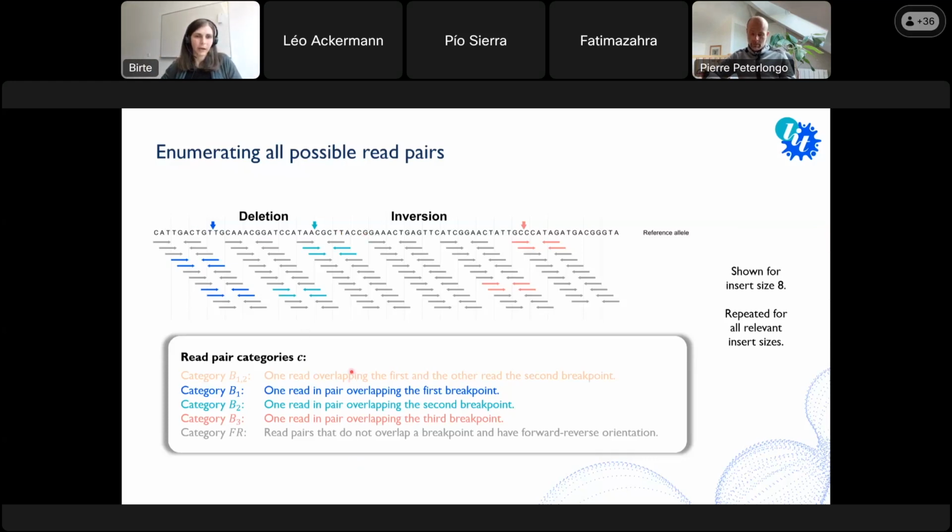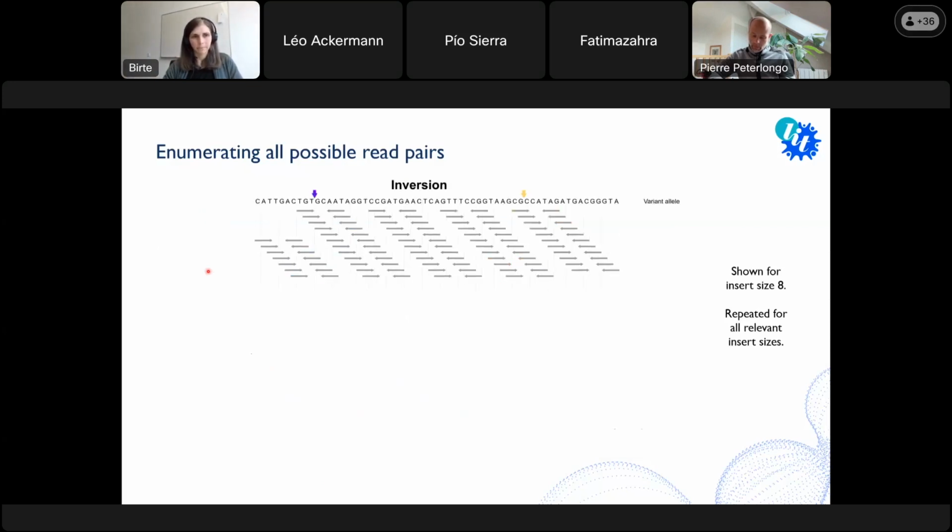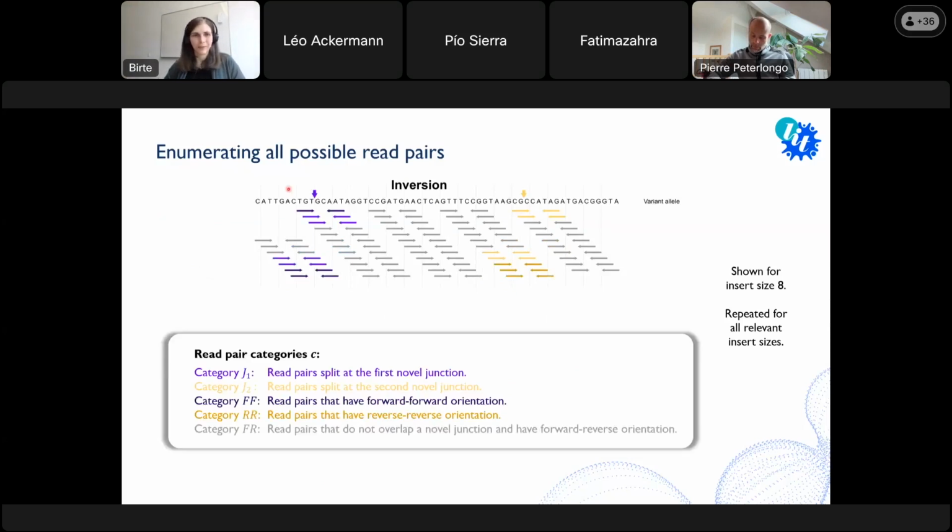And for now, we have decided to include only categories that nicely distinguish the different alleles of the variant. And this is true for reads that really overlap the breakpoint on the reference allele. So we can say for sure that this read pair originates from the reference allele. For the variant allele, we do the same, only that we include this time these read pairs that have the novel junction in between.